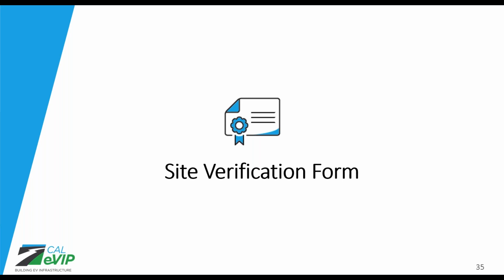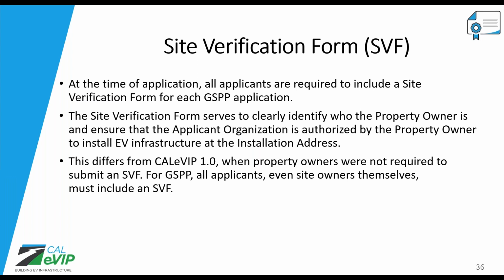Now we're going to dive deeper into the two documents that are required at the time of your application. The first of these is the site verification form. At the time of application, all applicants are required to submit a site verification form for each of your GSPP applications. The site verification form's purpose is to identify the property owner and ensure that the applicant is authorized by the property owner to make the EV installation at the installation site address on your application.